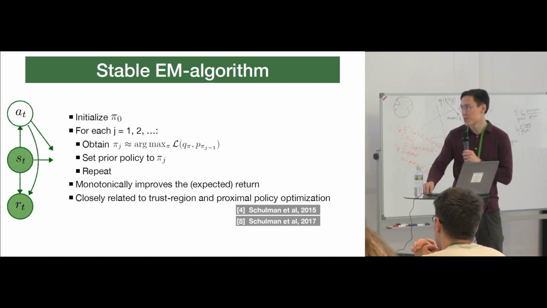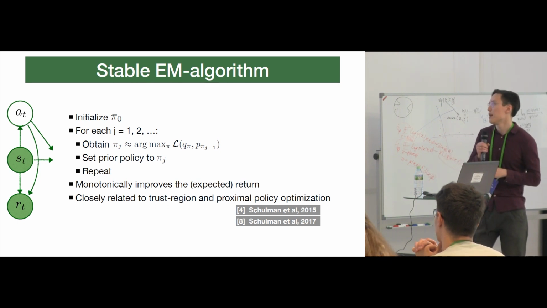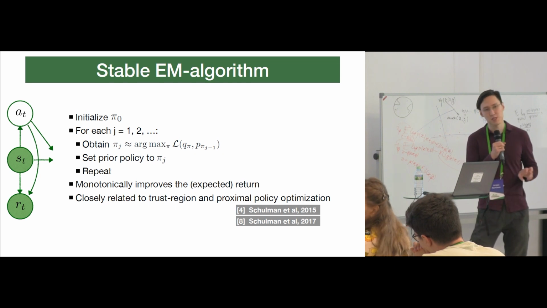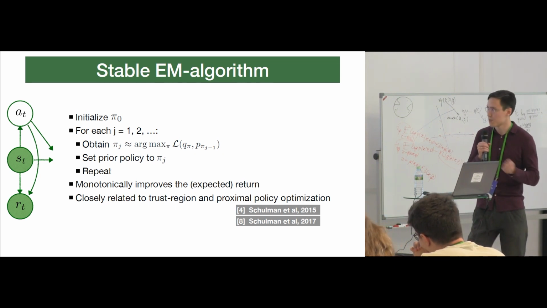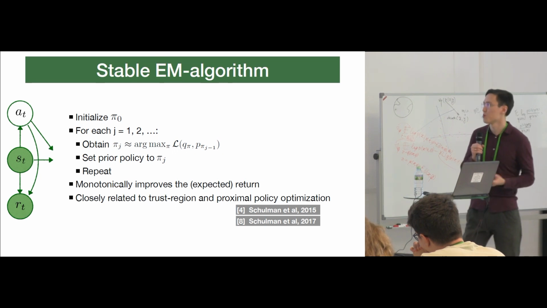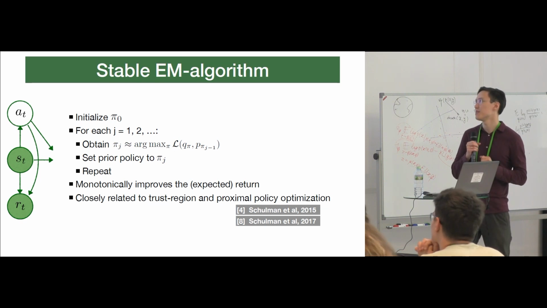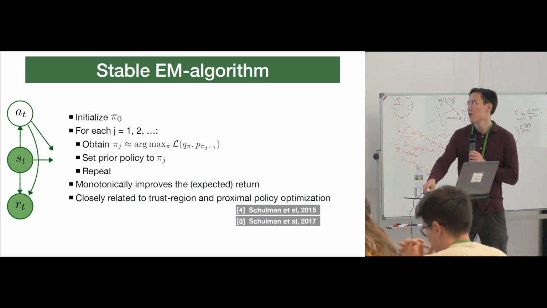And recently in the literature, a few other methods have been proposed that are closely related to this EM algorithm, and they also include some form of KL constraint on the difference between the current policy and the prior policy. So, for example, trust region or proximal policy optimization. They differ only in tiny details, but the idea everywhere is to have the KL term that prevents us from deviating too much from the prior policy.